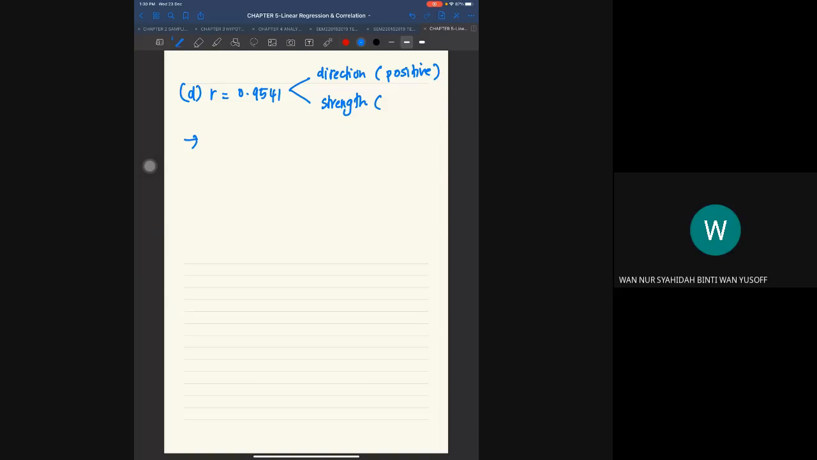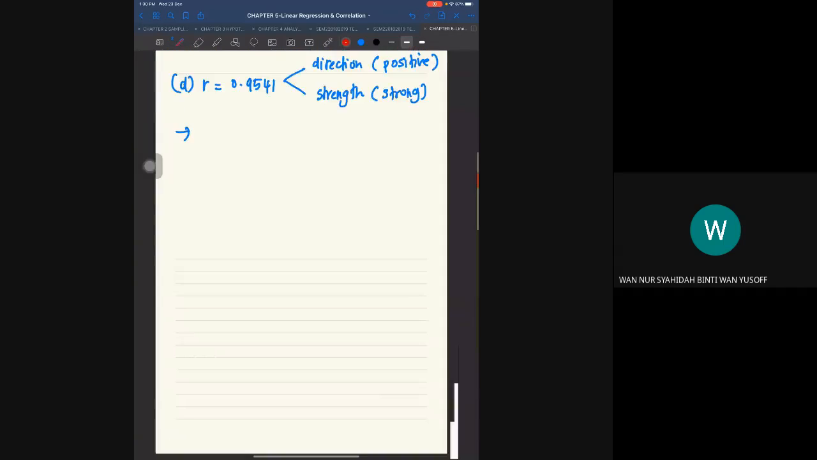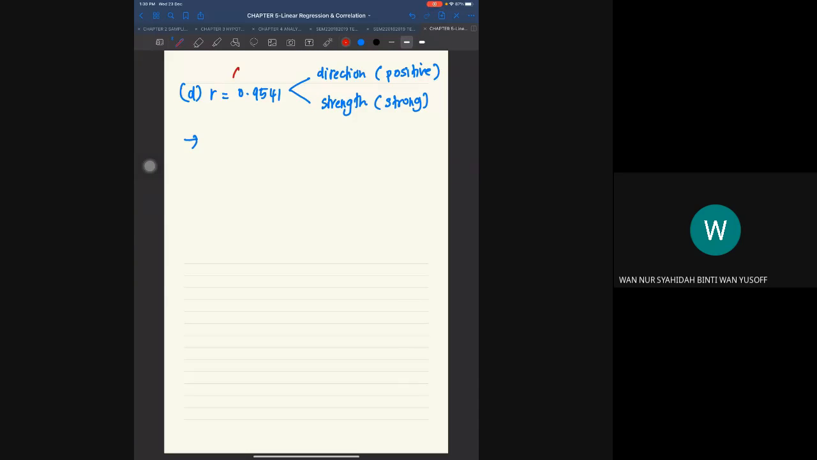Strong. Okay, strong. But strong is a strength, not direction. Direction is either positive or negative. Strength is either strong, weak or moderate. So 0.9 here is between 0.7 and 1, so it is strong. So we have the direction and strength.